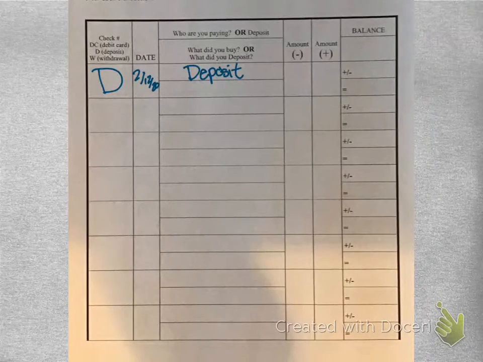And why did I get this deposit? Where did it come from? Well, it's my paycheck. So I'm just going to write that down here to say it was my paycheck that I got this from. And that's done.